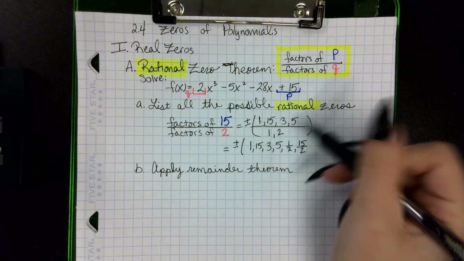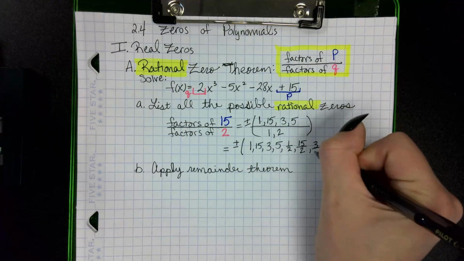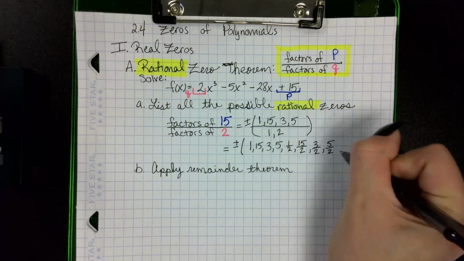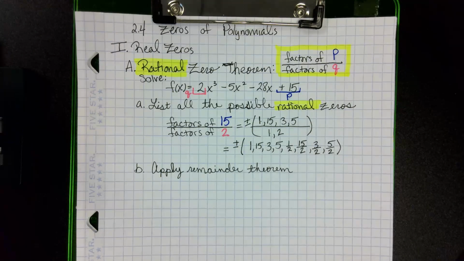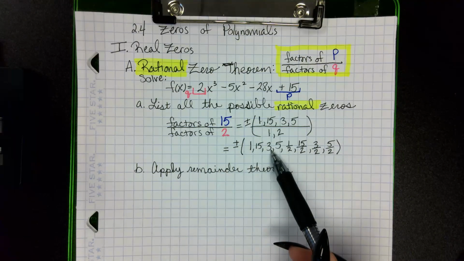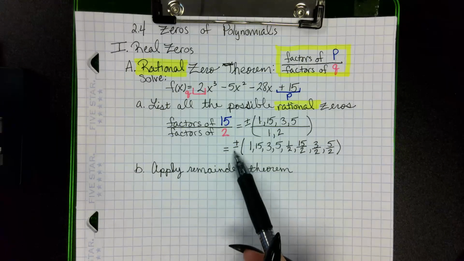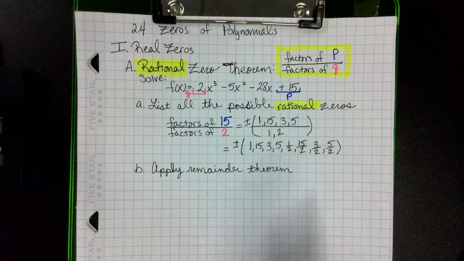Then 3 over 2 and 5 over 2. So we wrote out all of the possible rational zeros. Before we move on, let's see how many possible rational zeros there are. We have 1, 2, 3, 4, 5, 6, 7, 8 numbers times 2, because we have the positive and the negative version. So there are 16 possible rational zeros.